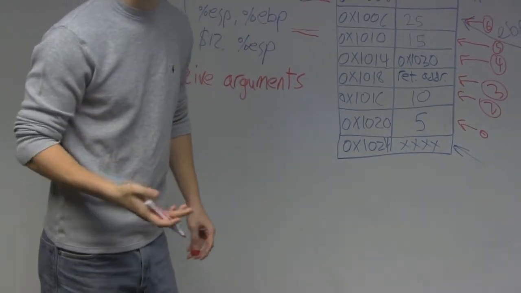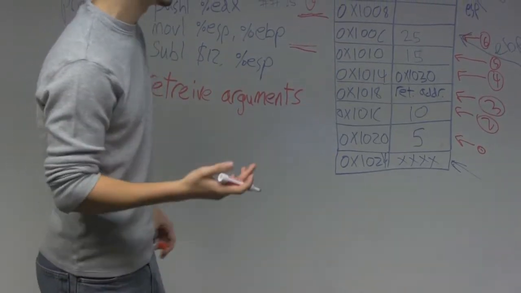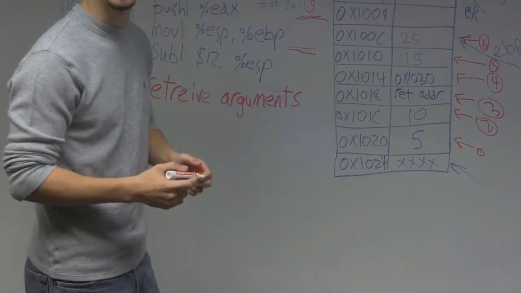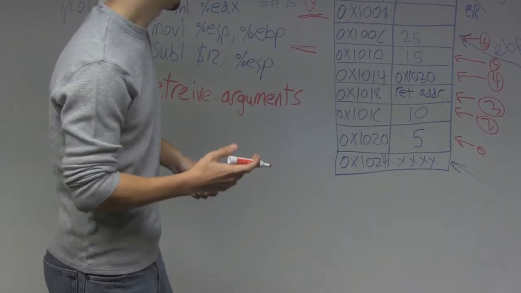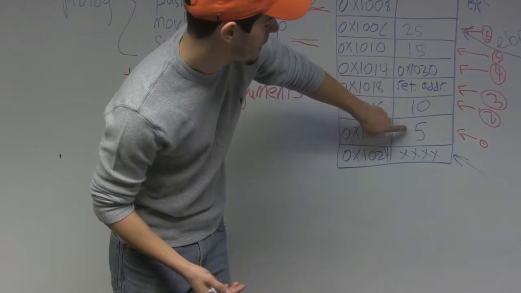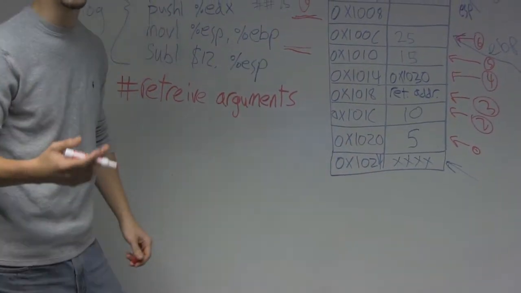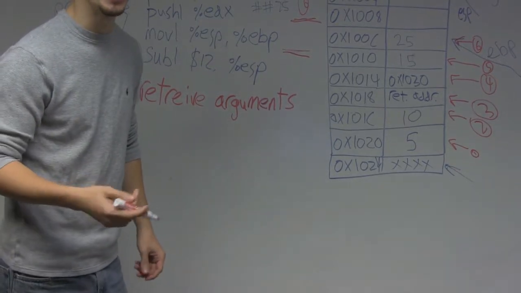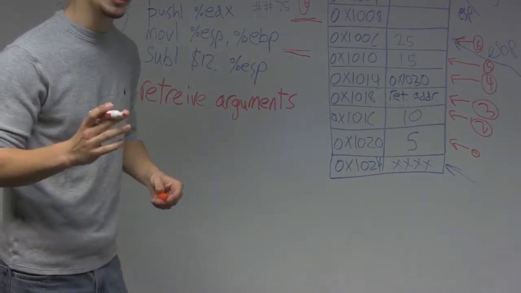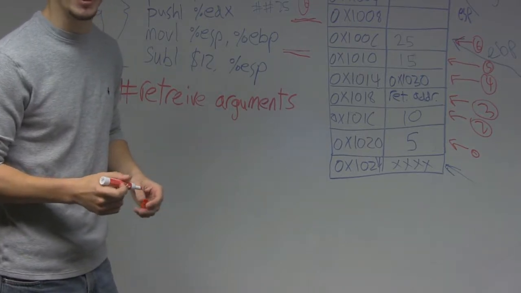So this is where the last in, first out principle applies. You can now understand, or you can now see how this is the first argument and this is the second argument. So the way that we're going to retrieve our arguments is by using an offset, using register indirect addressing.